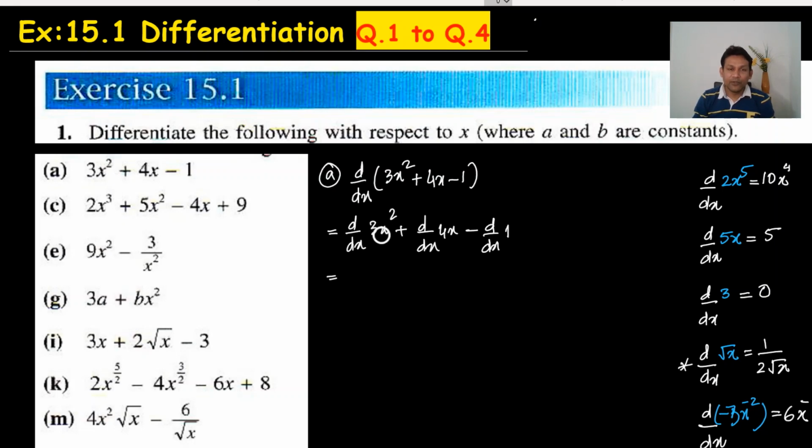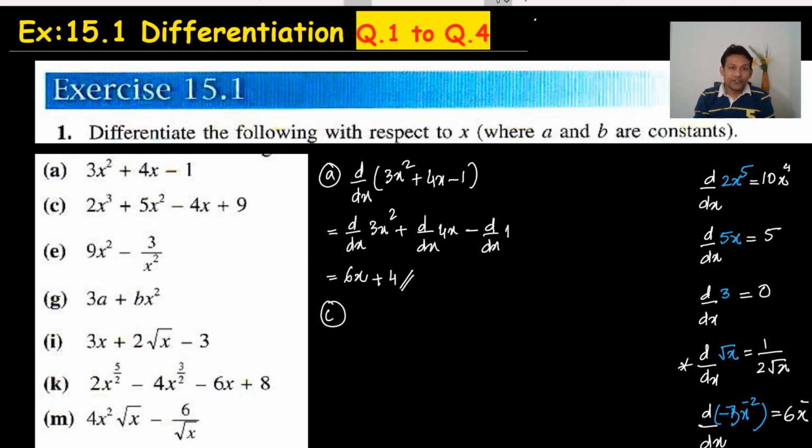3 times 2 is 6, and x power will become 2 minus 1, which is only 1. I don't need to write 1. Plus 4x differentiation: like 5x differentiation is 5, so 4x differentiation is only 4, and 1 differentiation is 0, so I don't need to write it. This is the answer.